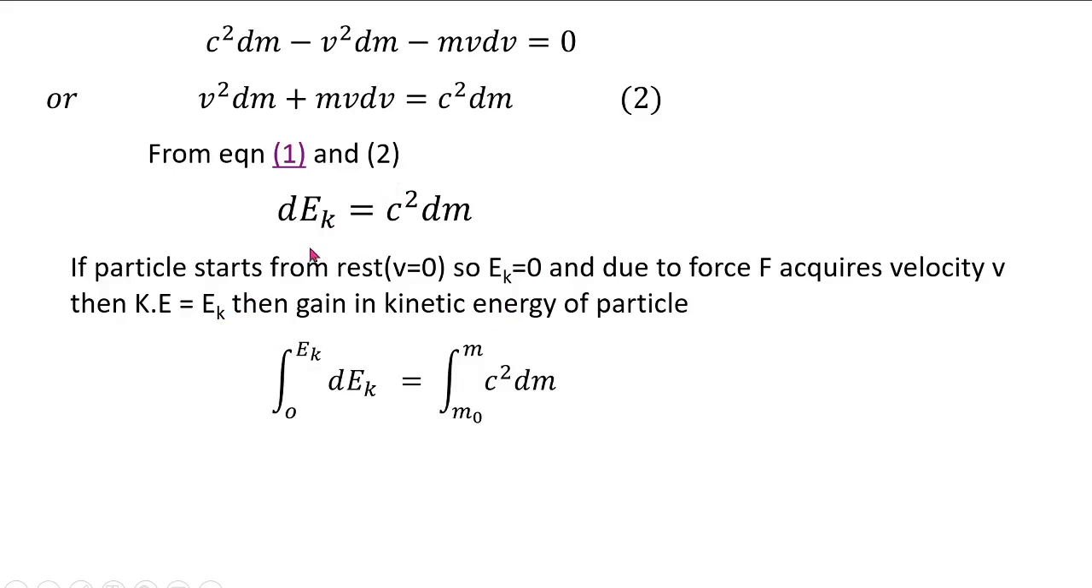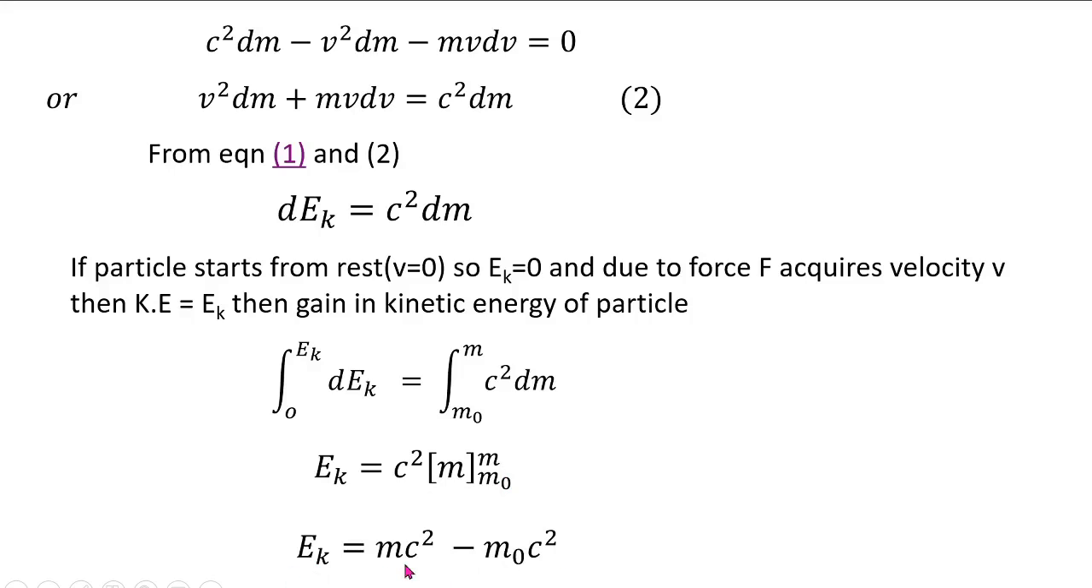Therefore, if we integrate both sides, then the integration from 0 to Ek of dEk is equal to the integration of c square dm, with limits m0 to m, because the initial mass is the rest mass. When the velocity is 0, or the particle is at rest, its mass is the rest mass m0, and when it acquires velocity v, its mass is m. Therefore the limits are from m0 to m. If we simplify this, we get Ek is equal to c square times m, the initial mass being m0 and the final m. Therefore we get Ek is equal to mc square minus m0 c square.